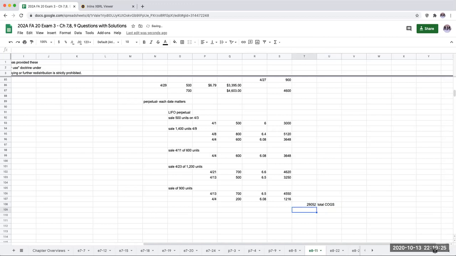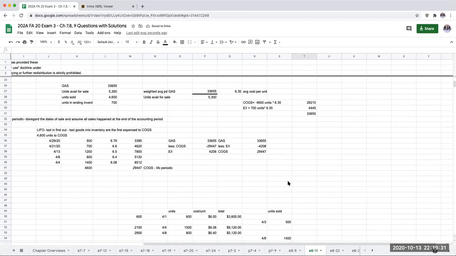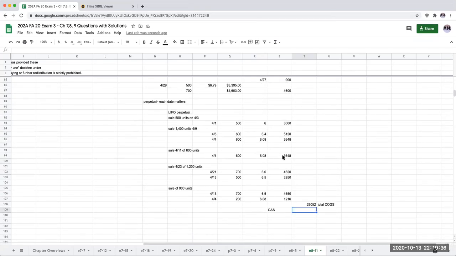So if I take my goods available for sale, my goods available for sale is $33,655. I subtract my cost of goods sold under LIFO Perpetual. I'm going to end up with my ending inventory right over here of 4,603, which happens to be what is remaining.